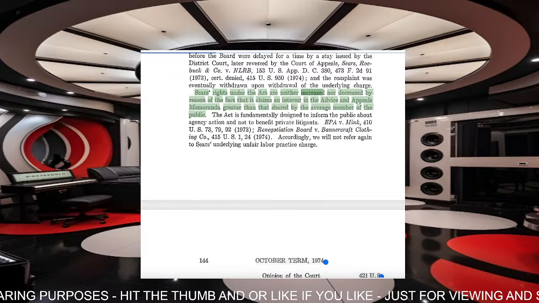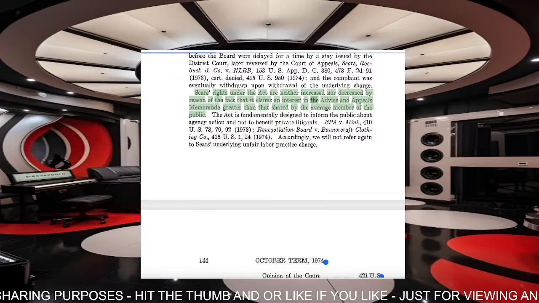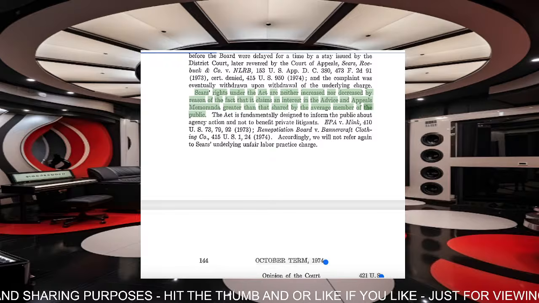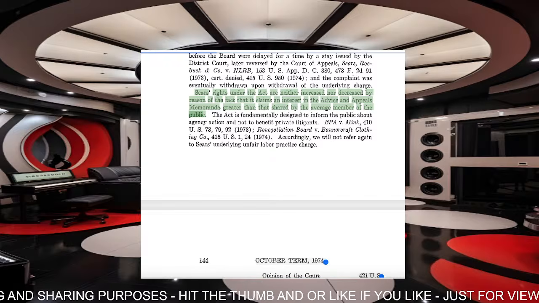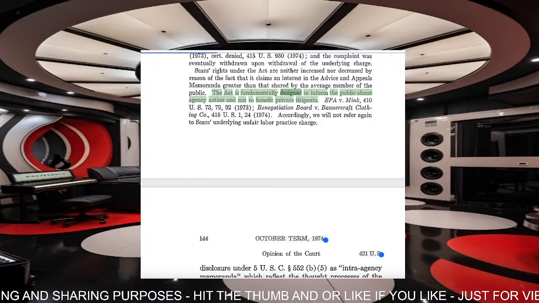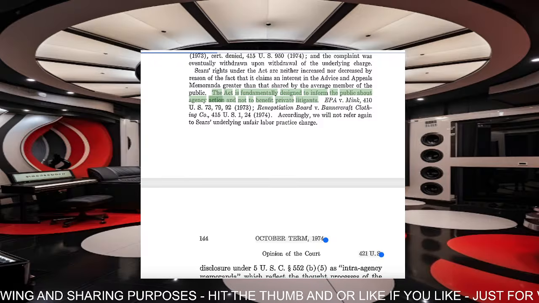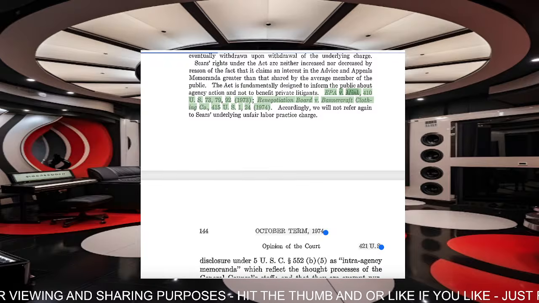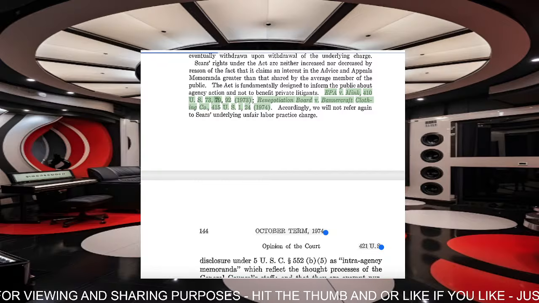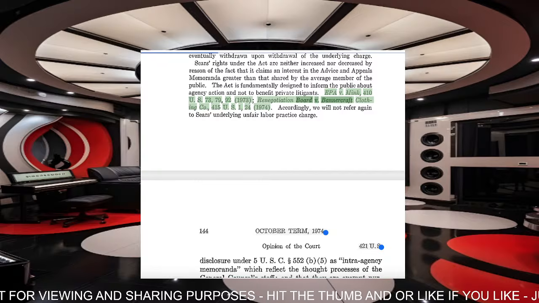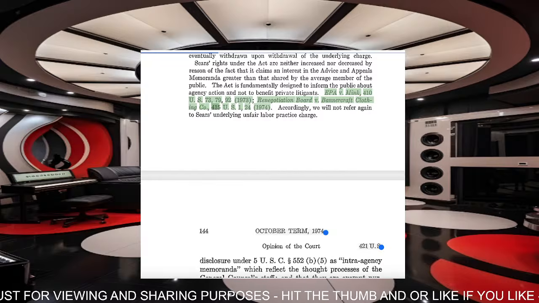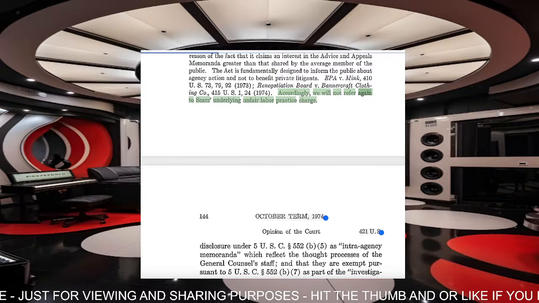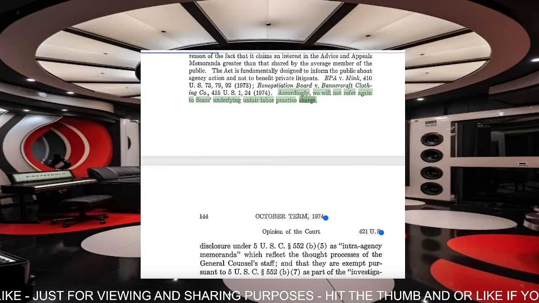Sears' rights under the Act are neither increased nor decreased by reason of the fact that it claims an interest in the advice and appeals memoranda greater than that shared by the average member of the public. The Act is fundamentally designed to inform the public about agency action and not to benefit private litigants. EPA v. Mink, 410 U.S. 73, 79, 92; Renegotiation Board v. Bannercraft Clothing Co., 415 U.S. 1, 24. Accordingly, we will not refer again to Sears' underlying unfair labor practice charge.